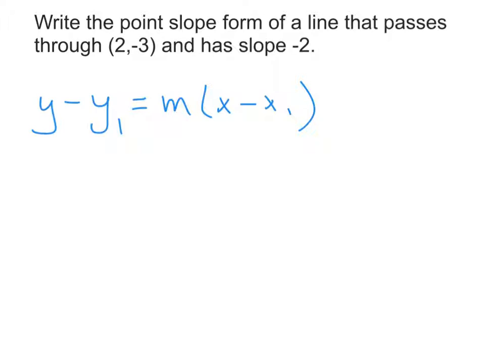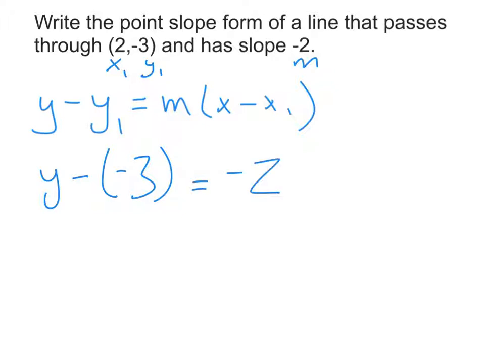So the only things to keep in mind are 2 here, this is going to be x1, and -3 is going to be y1, just because that's the x-coordinate and the y-coordinate of the point, and the slope will be m. Okay, so that's going to tell us where to plug in, so we'll have y minus, now y1 already has a negative, so we have to be careful that we have both those negatives. y minus -3 equals m, which is -2, parentheses x minus x1, which is 2.